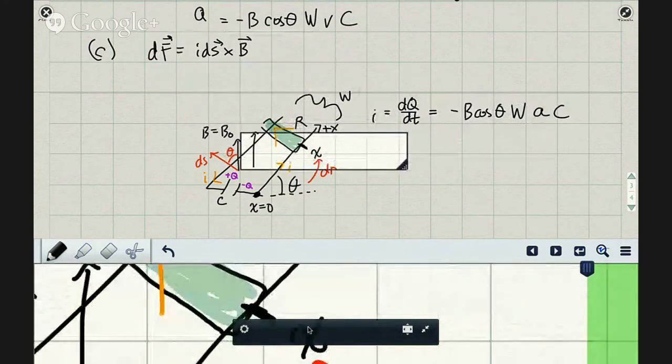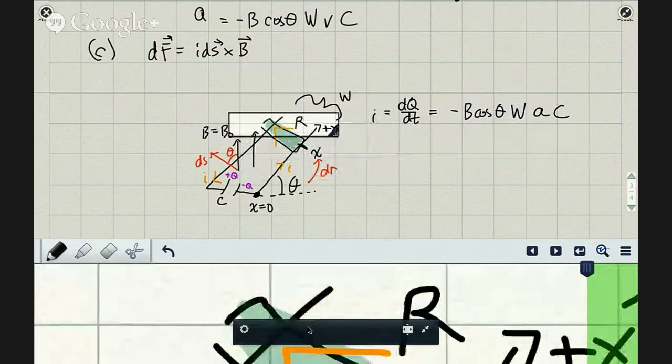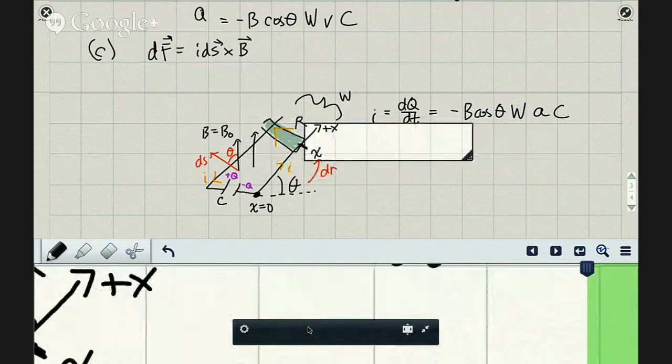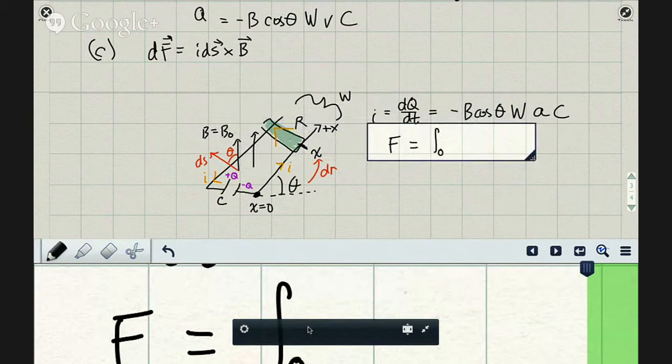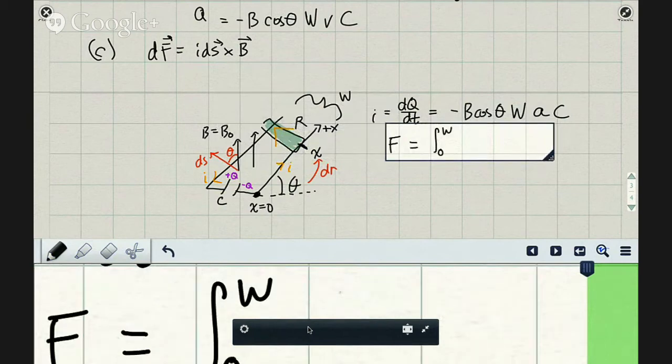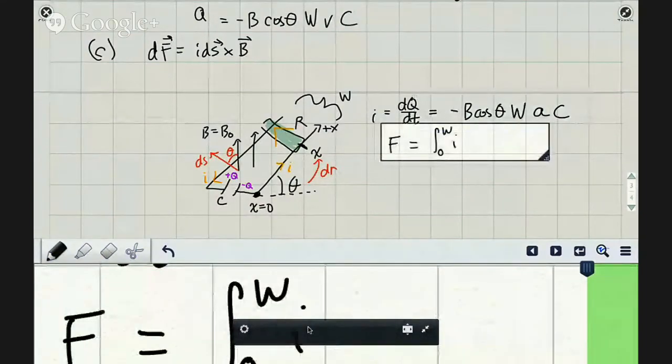ds is going to be a vector pointing sort of not into the page, but across this rail. We can call it whatever we want. Let's call that the y direction, or the z direction. Let's call it the y direction. Why not? So the total force on this little piece of wire, this green piece, is going to be the integral from y equal to, let's say, 0 to the length of that, which is W, and then I, which is given up here. I'm not going to put it in right now. There's no point till the end. And then ds cross B.